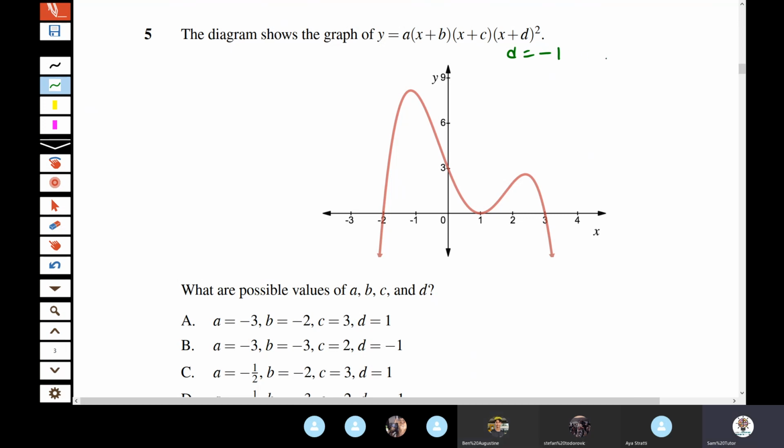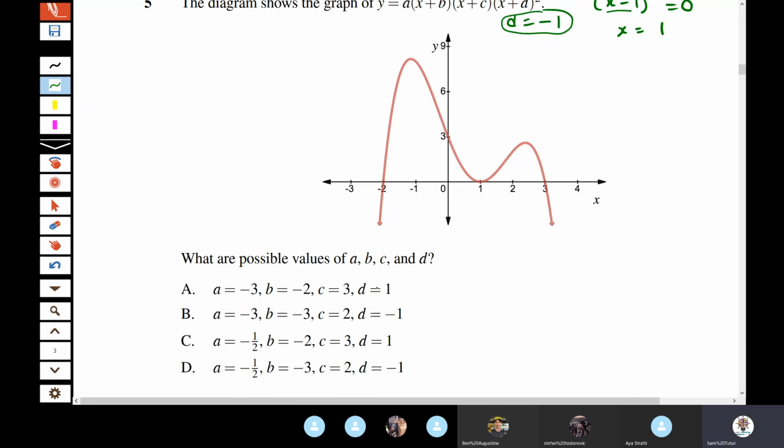Good. Everyone understand that? So this would be (x - 1) squared. When you solve it, you get x equals +1. So the factor is x minus 1. Good job. So d equals -1. And already that cancels out these two.